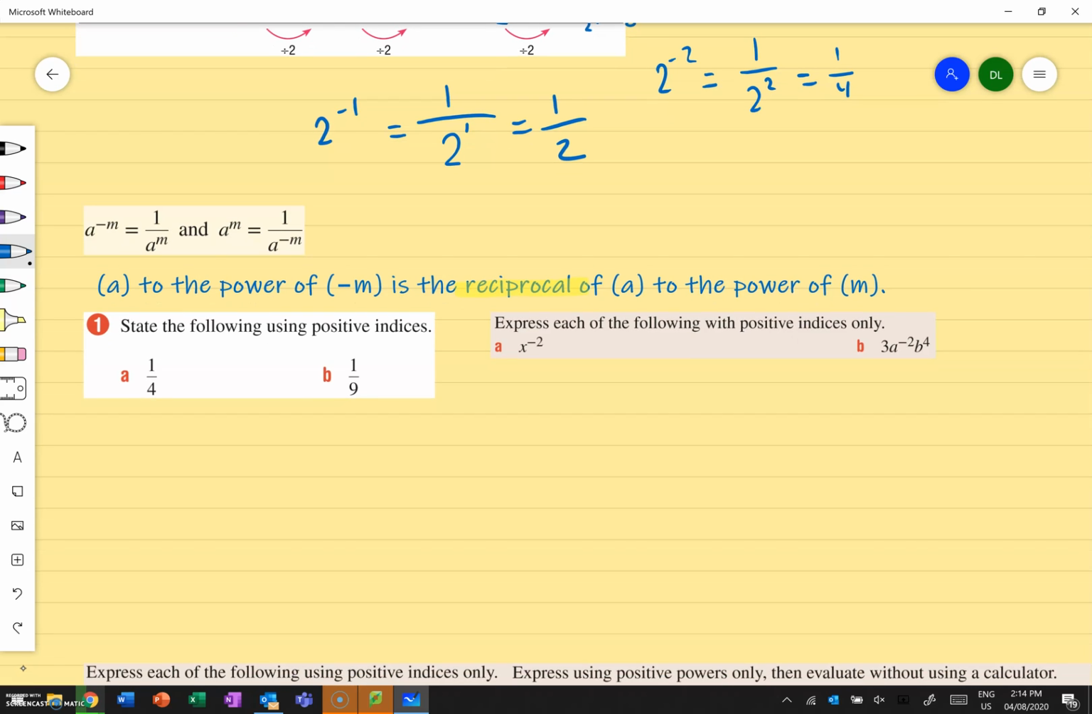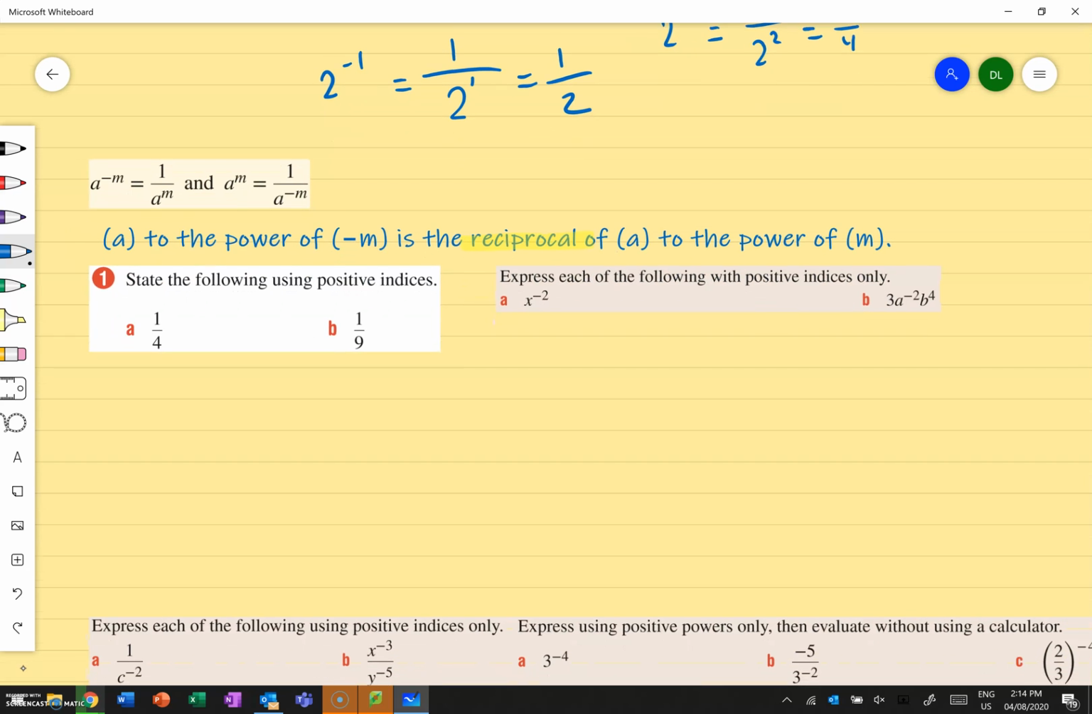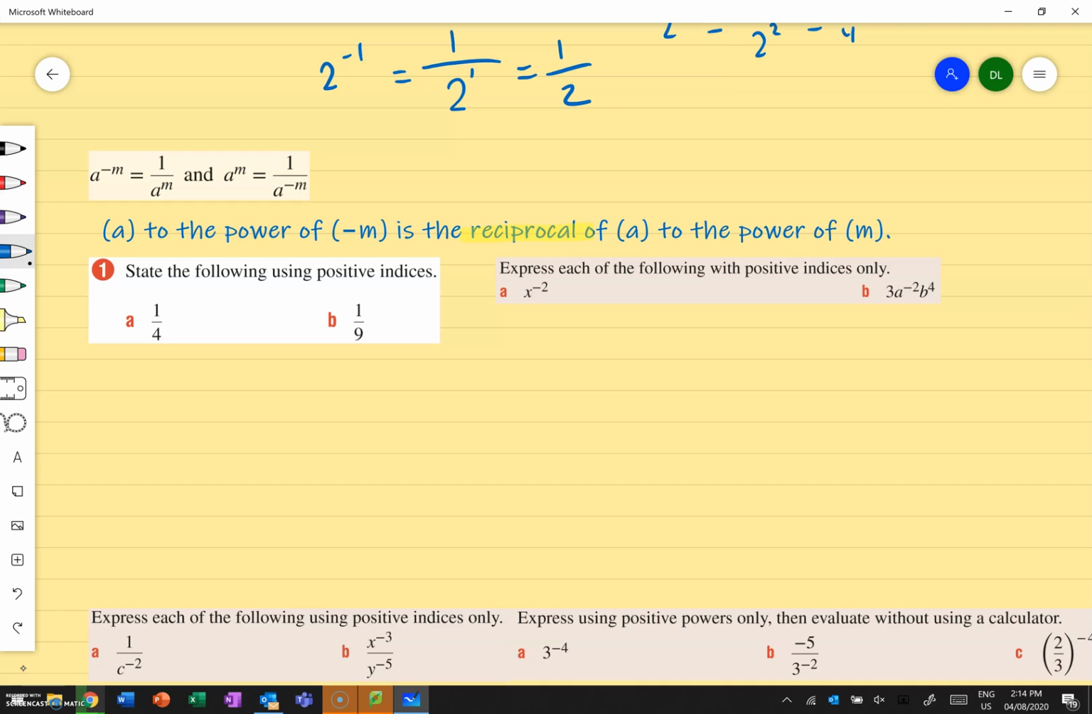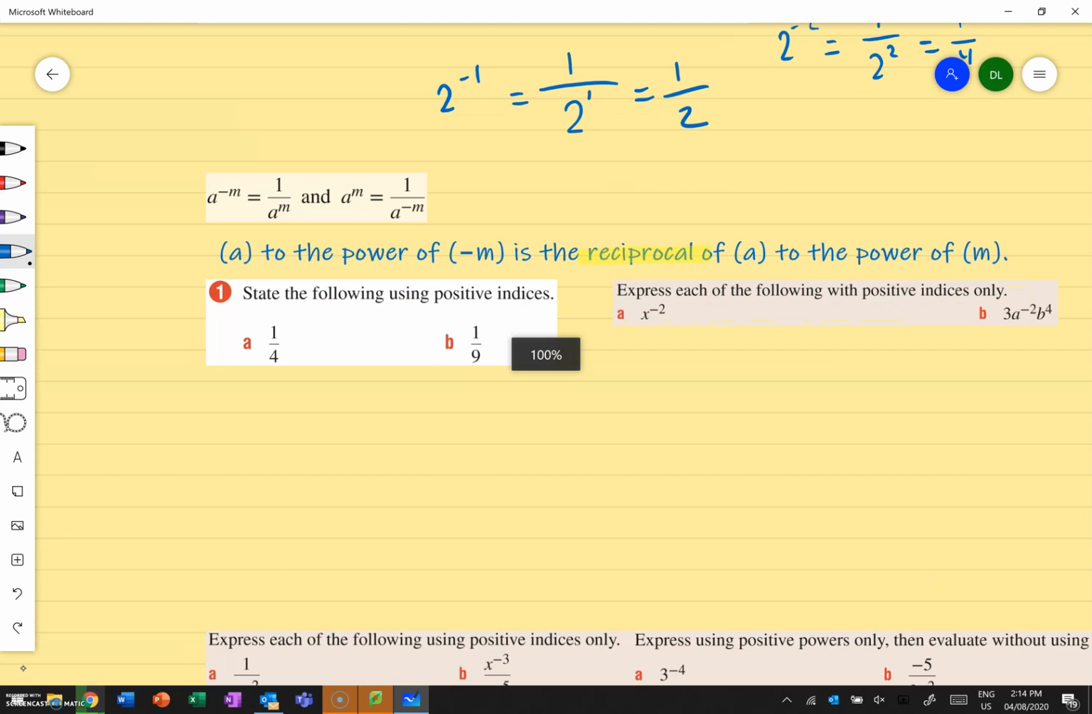If I continue, I can look at this formula over here. You can do it immediately using the method that I've just talked about, or you can use this formula, that's up to you. So let's put this into practice. I've got to state the following using positive indices. Remember, the indices are the powers we're working with. Right now, I've got 1 over 4. If I change that, I know that equals 1 over 2 squared, because 4 is 2 squared, so I can leave it like that. But I want it over positive indices.